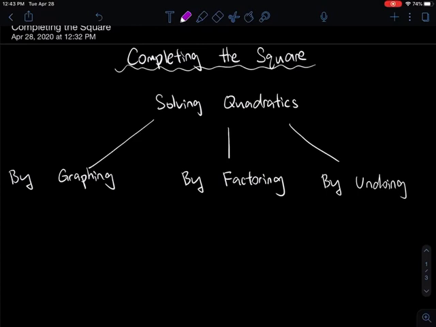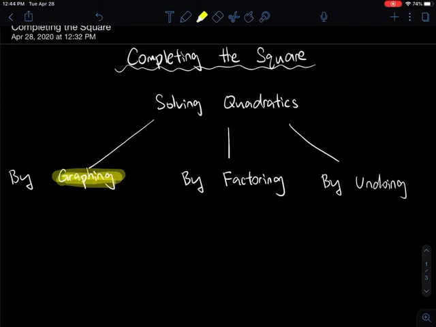So far we're in the middle of our last unit, which is solving quadratics. Let's just go ahead and do a quick review of everything we've done so far in the unit. So we're solving quadratics, and the first method we saw was solving by graphing.